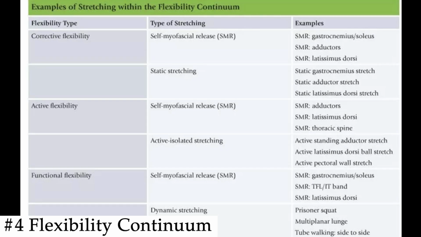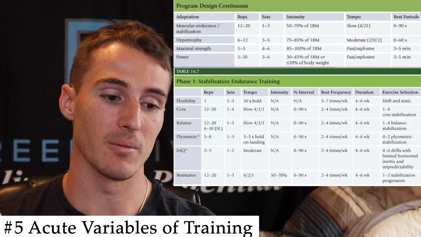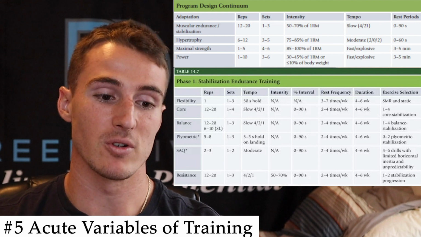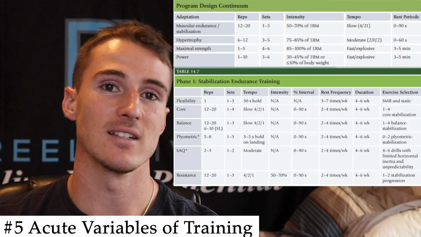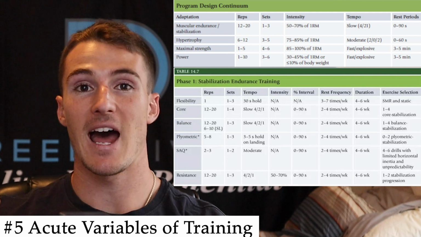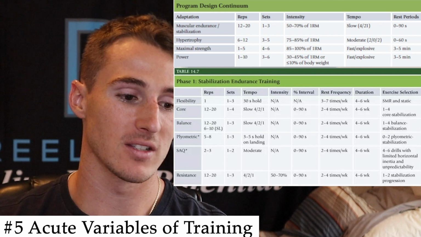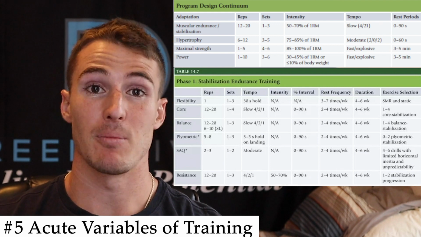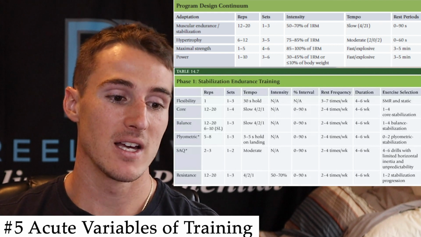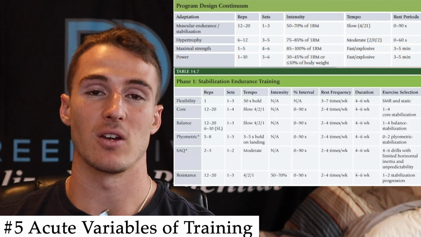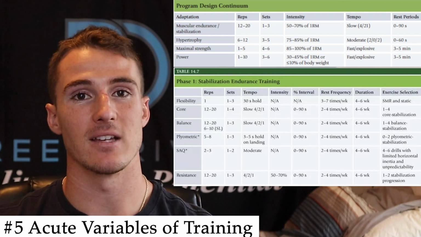Another big concept is the flexibility continuum. There's corrective, active, and functional, and you're going to need to know example exercises for each one of those. Let's see. Program design, huge. You need to know the acute variables. Acute variables of training, which are like your reps, your sets, your training intensity, your rest time, all of that, and then how that relates to the OPT model in the stabilization phase, the strength phase, the power phase, etc., hypertrophy, all of that. You need to know how the acute variables of training relate back to it. Again, everything's tying back into the OPT model.